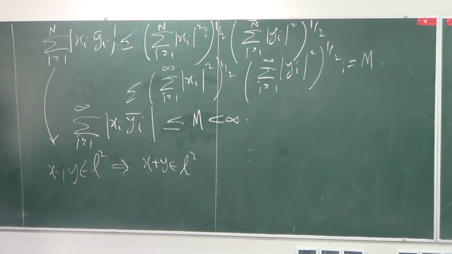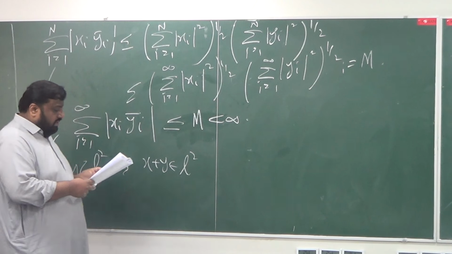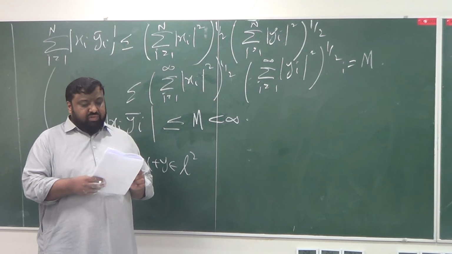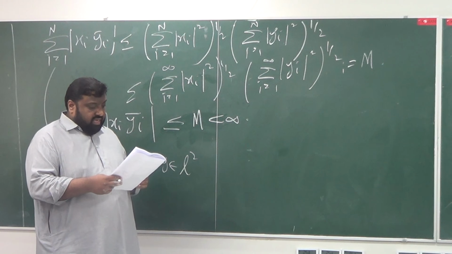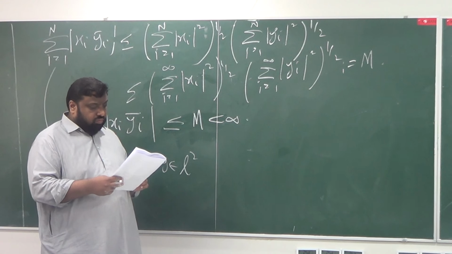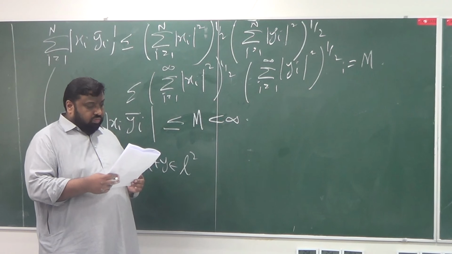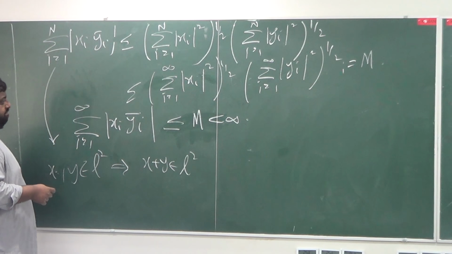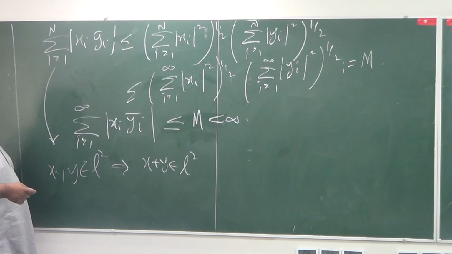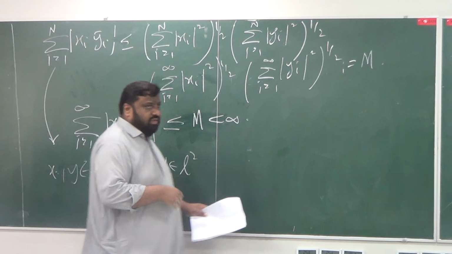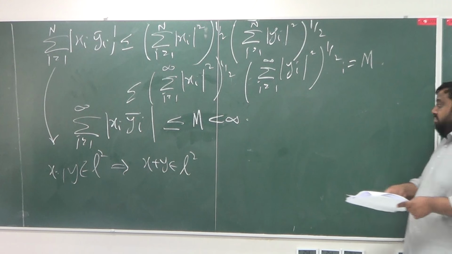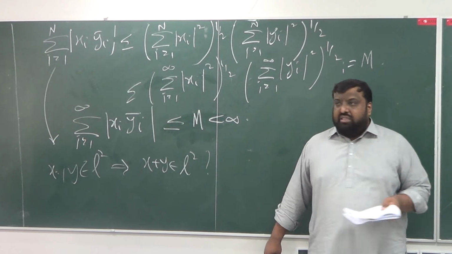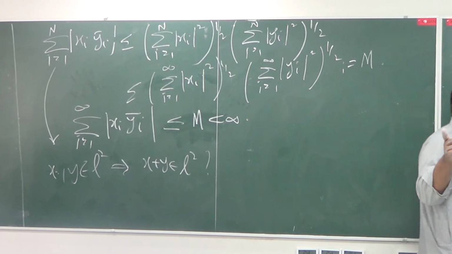The trick is particularly that the square of the sum is less than or equal to the sum of squares. So that trick should work, I guess. You want to give it a try? Give it a try for yourself. So one crucial hint is this.